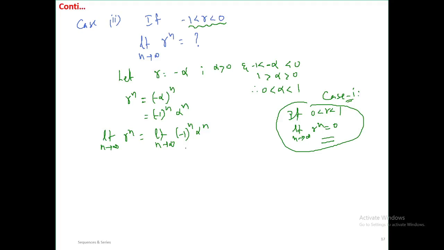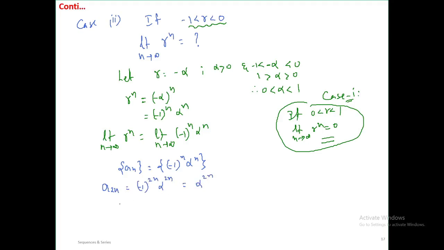So let us take the subsequence method. The limit value of this. So let me take the subsequence. If this is a sequence a_n, so let me take a_n. Sequence a_n is minus 1 whole to the power of n, alpha power n. If this is my sequence, what is a_2n? Minus 1 whole to the power of 2n, right? Alpha power 2n is nothing but alpha power 2n only, because minus 1 whole to the power of 2n is an even power, minus 1 whole to the power of an even number is always positive.